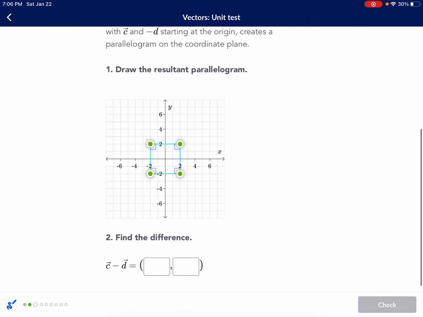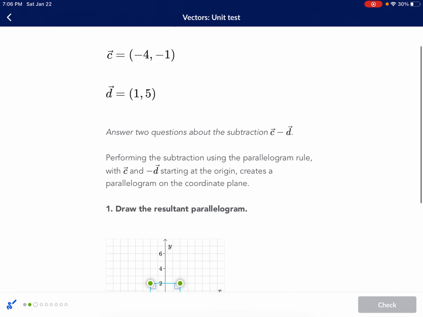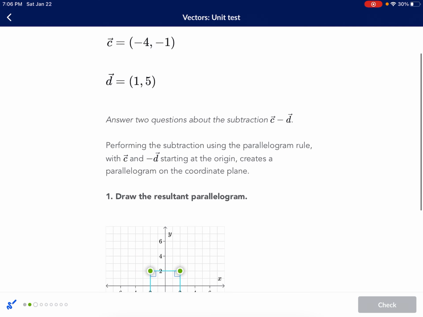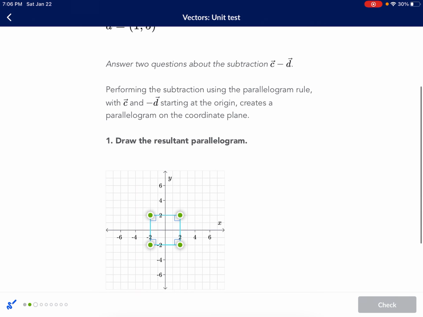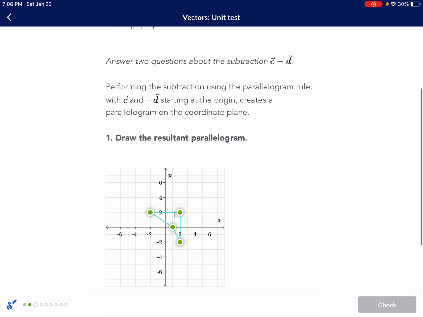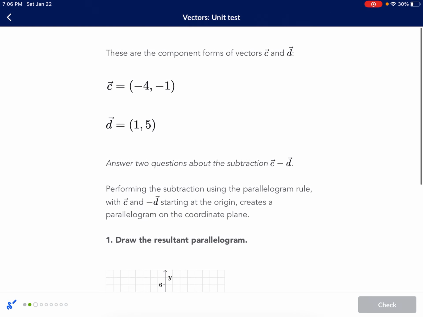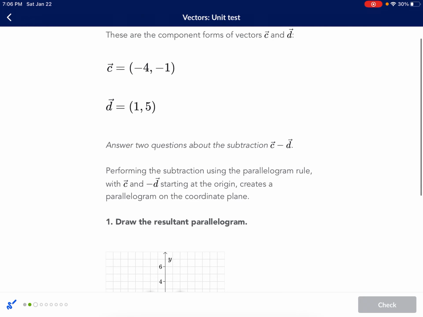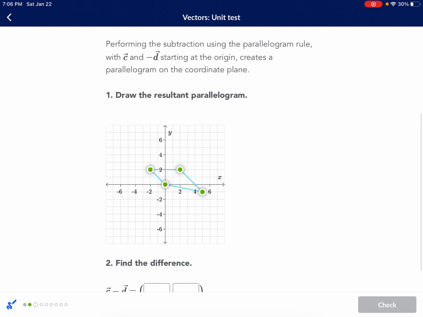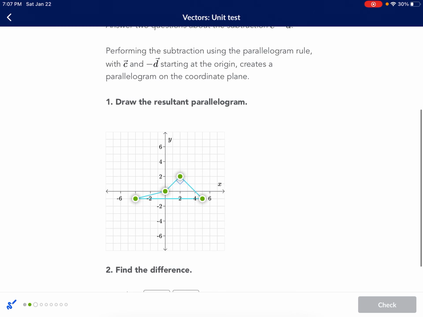Two component forms. Draw the. Okay, so. Oh, subtraction. This is subtraction. So automatically, one point has to be at the origin. And the other points have to be at the component forms of those two vectors. So negative 4, negative 1, and 1, 5.